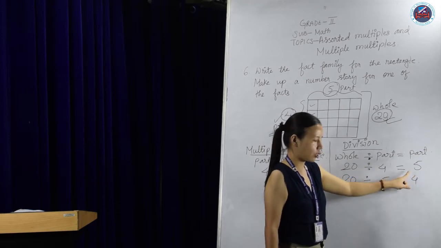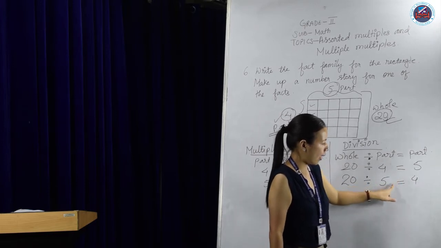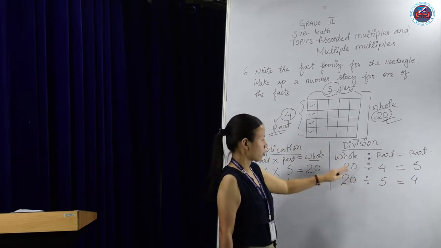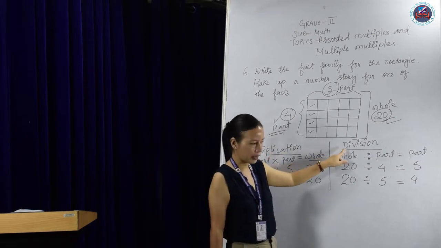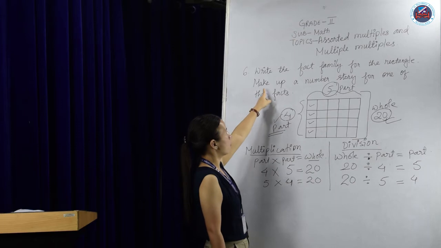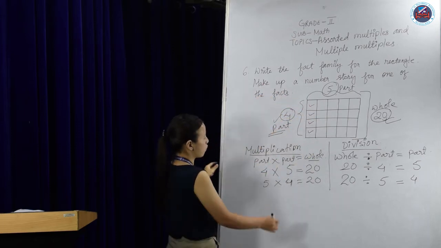So even if I change the order, the position of the number, the answer remains the same. That is 5, 4, 20. So that's how we find it for the multiplications and for the divisions 5. Now the second line of your question says make up a number story. So we are going to make up a number story for one of the 5.